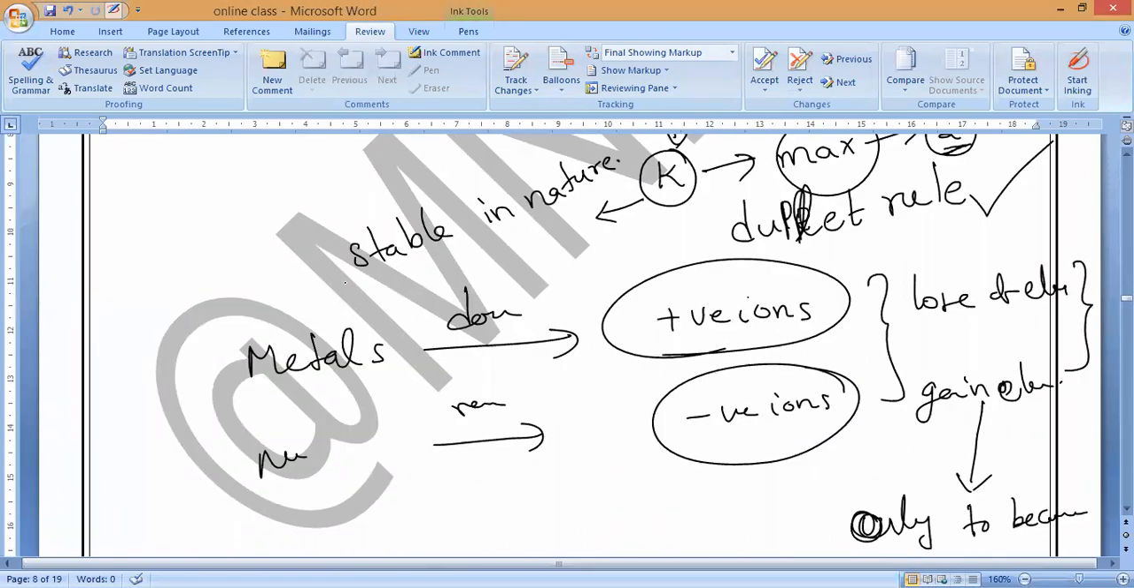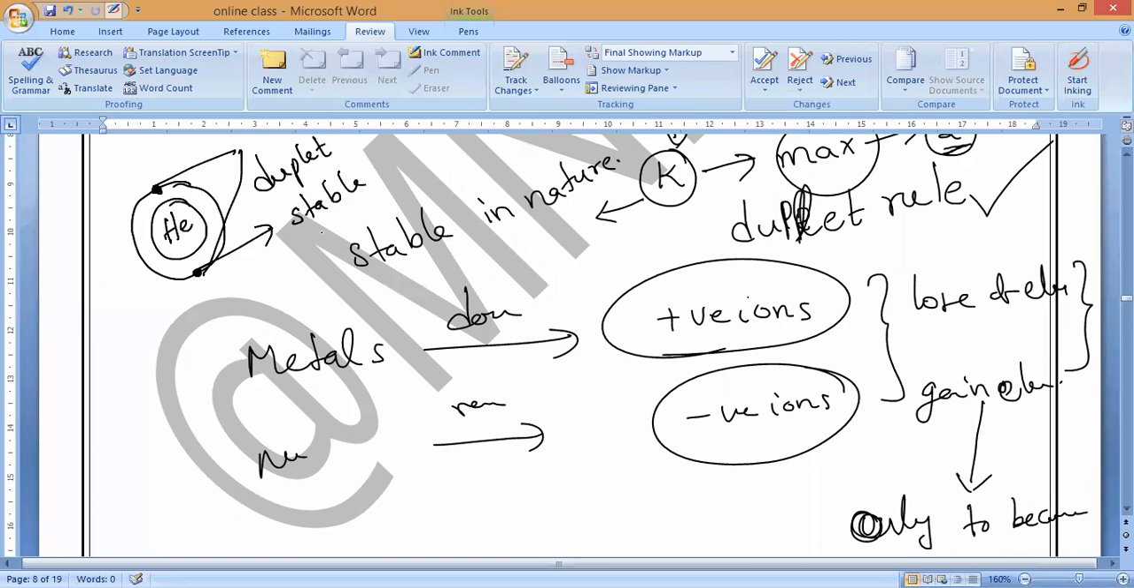That is why you might see helium is having how many shells? Helium is having only one shell, and that is having only two electrons. So that is why it becomes stable in nature. It is satisfying the duplet rule. It is a stable gas, a noble gas. Understand, Devarsini? We can say noble gas, because it is becoming noble gas in nature.